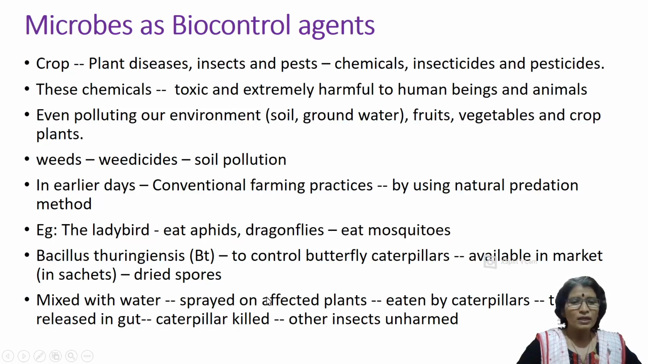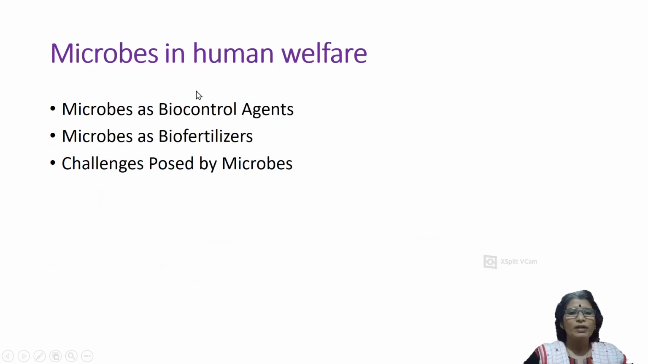These spores are present on the leaves. So the caterpillars eat the leaves. Along with the leaf, Bacillus thuringiensis spores also enter into the mouth. In the gut region, the Bacillus thuringiensis spores release toxins. Due to the activity of these toxins, what happens? Finally, the caterpillar dies. These Bacillus thuringiensis bacteria only kill the insects which are attacking the crop, but won't cause harm to other insects.